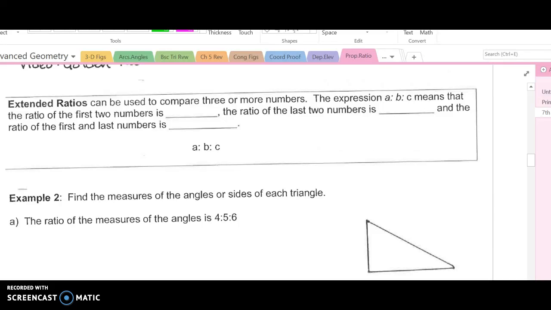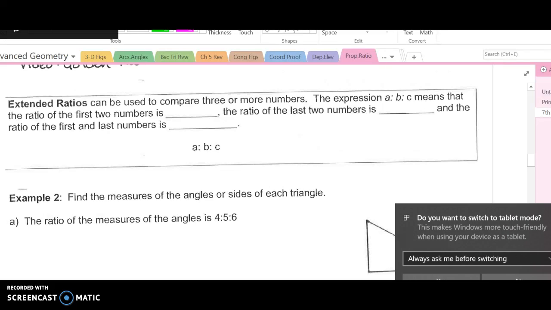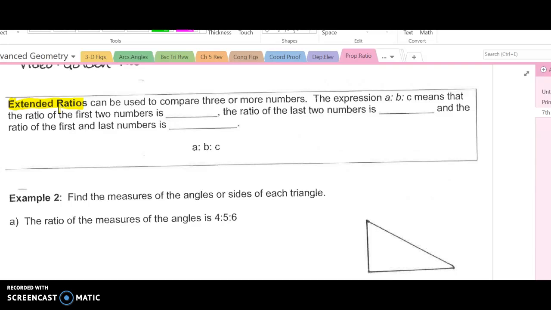Okay, so now we're going to talk about extended ratios. Extended ratios is just when you have more than one ratio. So instead of just comparing two things, in this scenario, you're comparing, for example, three things. It can be more than three, though. It can be three or more things. So A is to B and B is to C.